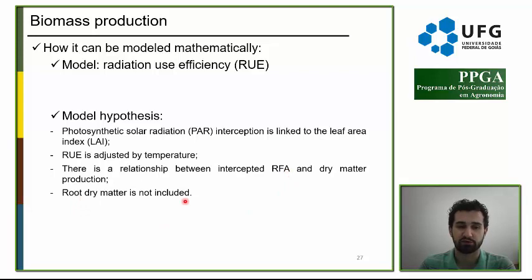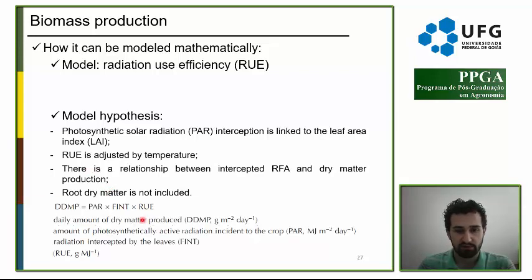In this case, root dry matter is not included as biomass produced, because when you calibrate the radiation use efficiency parameter, we just measure above-ground biomass. So this is one of our hypotheses. If I want to remove this hypothesis, I need to also measure the biomass produced above and below ground, to compute the total biomass produced per gram of solar radiation intercepted.